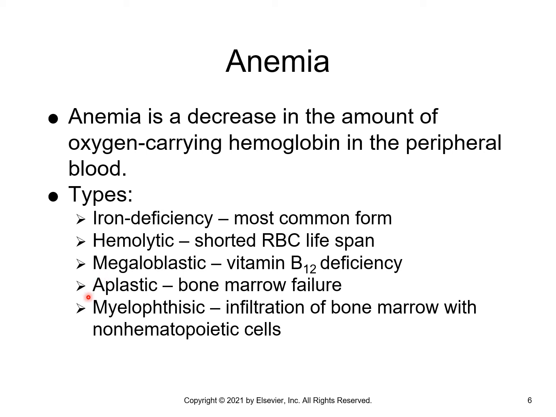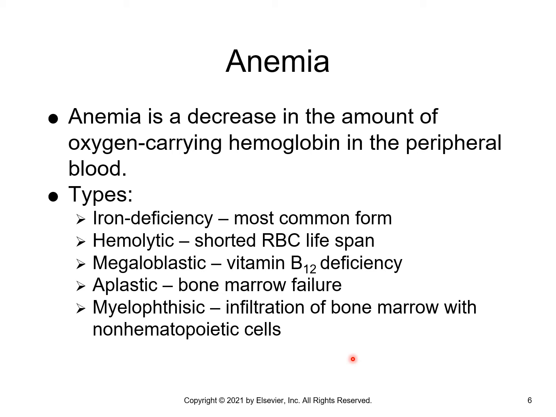Another type of anemia is aplastic. A means not, and then plastic would be developing or producing. So aplastic anemia would mean we're having bone marrow failure and we're not actually producing the amount of cells that we need to produce.